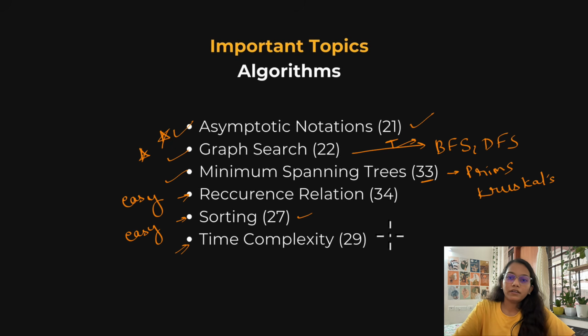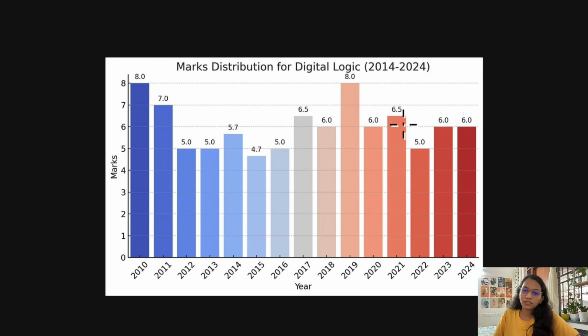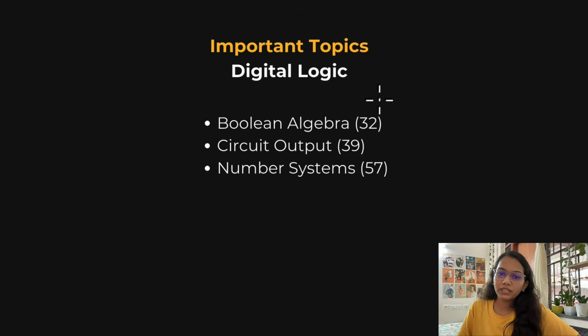Okay, so next we have digital logic. This is the marks distribution for digital logic. You can see that on average each year 5 to 6 marks are there from digital logic. Okay, so these are the important topics from digital logic that I have.